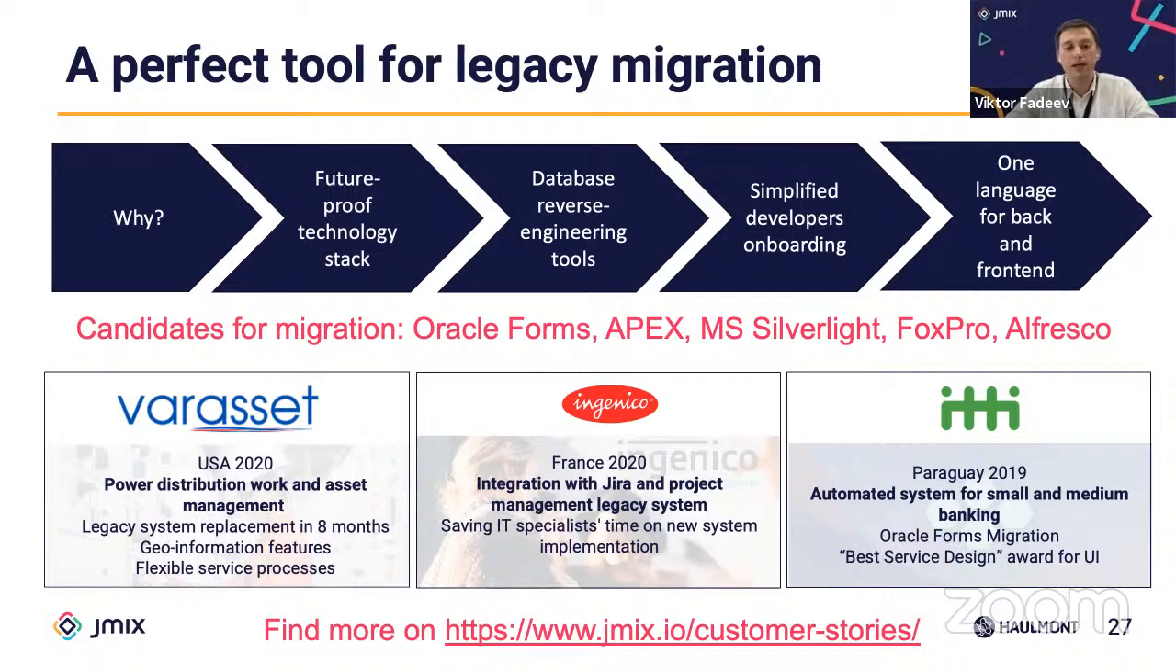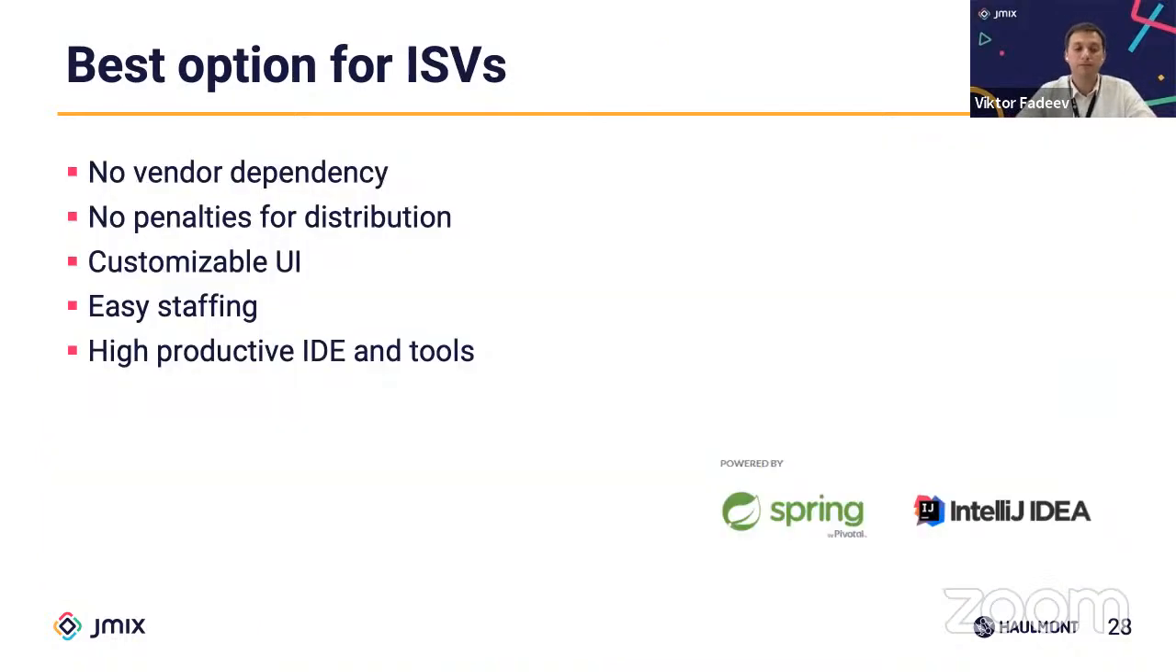And the last thing I want to highlight today is that we evaluate Jmix as the best option for independent software vendors. The set of benefits which our platform brings to this category of customers really overcomes low-code and no-code systems, which I've already mentioned. First of all, I want to say again that there is no vendor dependency. That means that things developed by an independent software vendor really belong to them, and they can be distributed without additional license penalties.